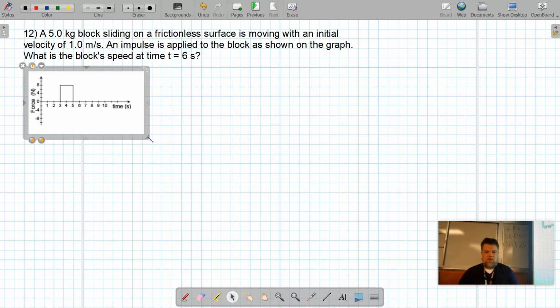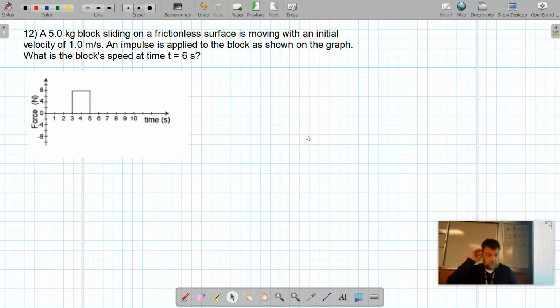So that's the impulse graph. And so, what is the block speed at time 6 seconds? A couple things I want to remind you guys of: the impulse J is equal to the change in momentum and also equal to the force that's applied over time. Okay?